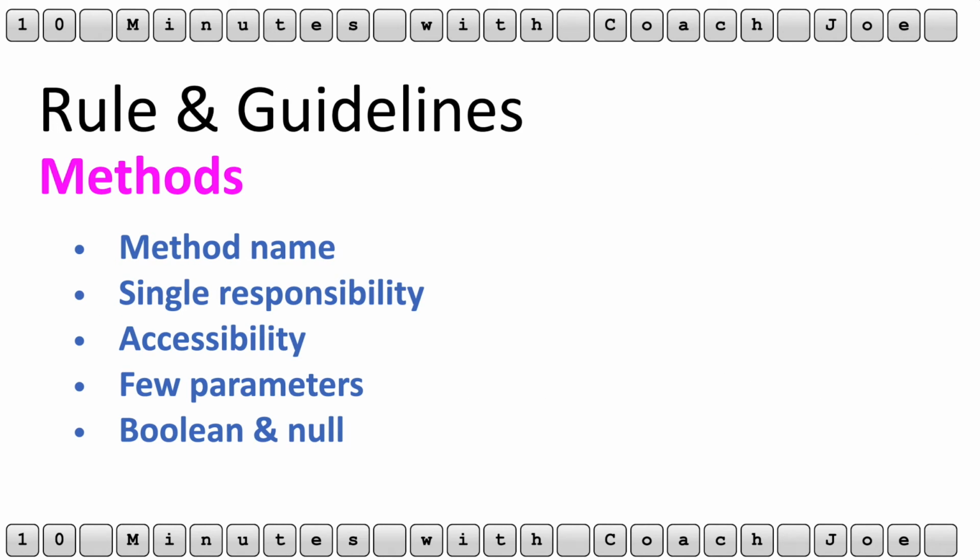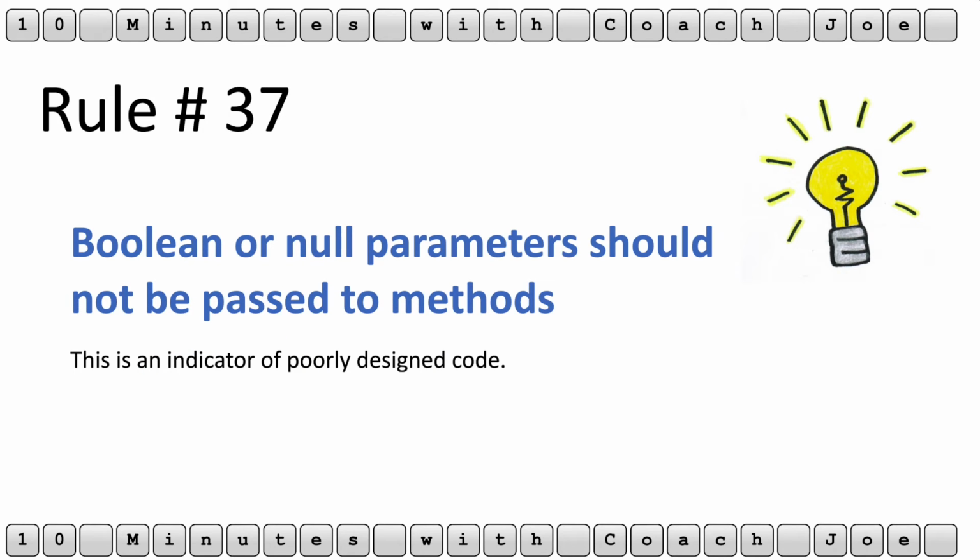The next rule or guideline is also about parameters. Coach Joe rule number 37 states, Boolean or null parameters should not be passed. This is an indication of poorly designed code. This rule is typically broken when rule number 7, a method should do only one thing, is also broken.